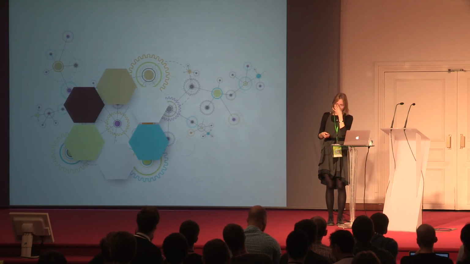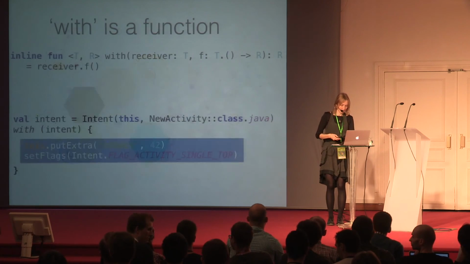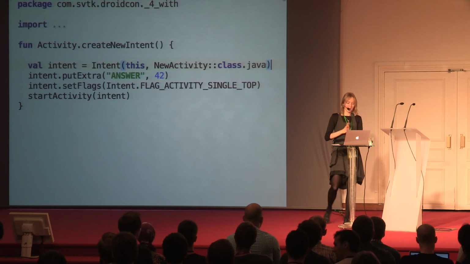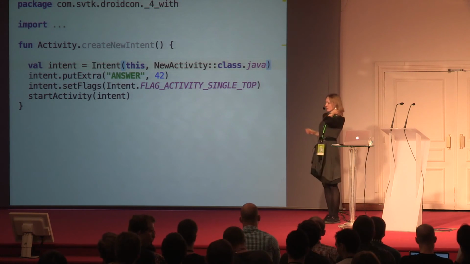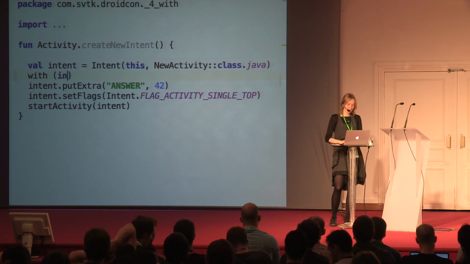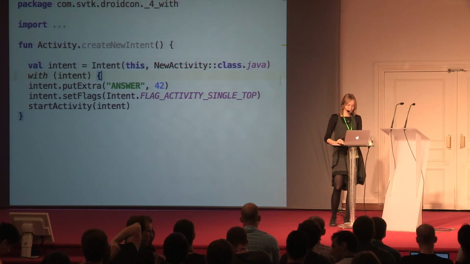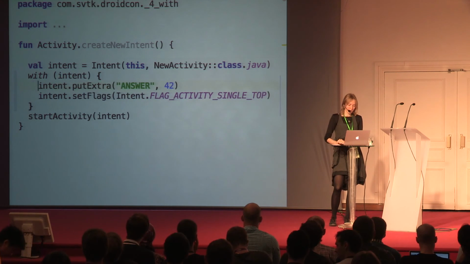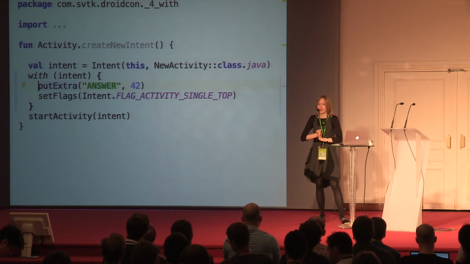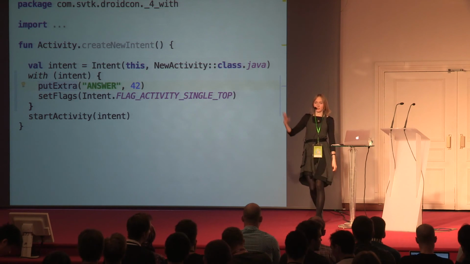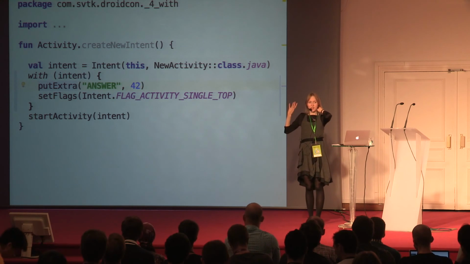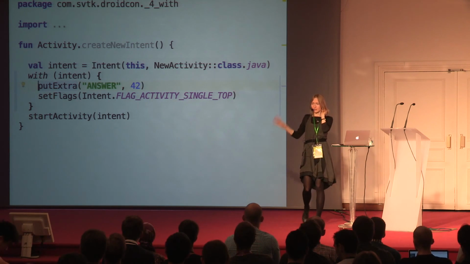Okay. One last example. I've shown you this simple code when you create an intent. And what you can do in Kotlin, you can write the code like this. You can use with and just enumerate the methods you want to call. I think this example should be very clear because it's a common structure. It is used in several different languages and so on.